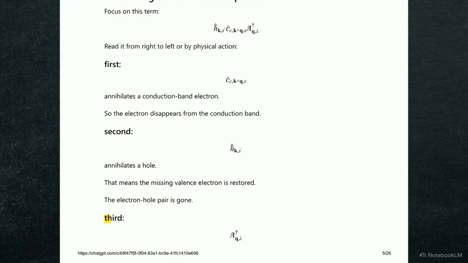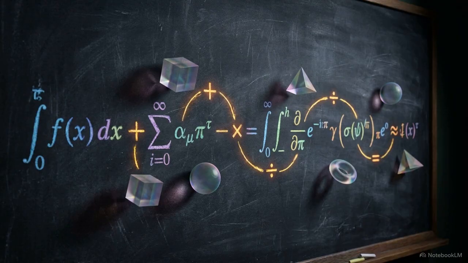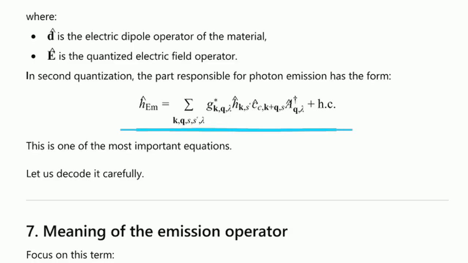The final piece of our vocabulary is the photon creation operator, a dagger. It represents a quantized excitation in the electric field, which is exactly what an emitted photon is. With the nouns and verbs established, we can now string them together to construct the interaction Hamiltonian, the master equation that governs the device. This equation is the full interaction Hamiltonian for light emission in second quantization.